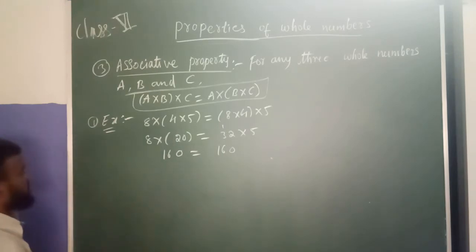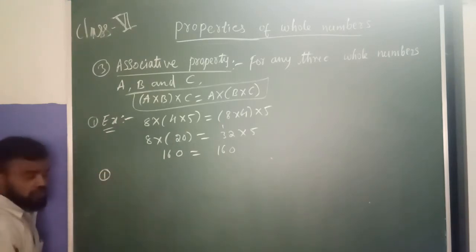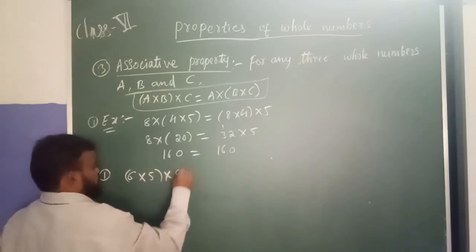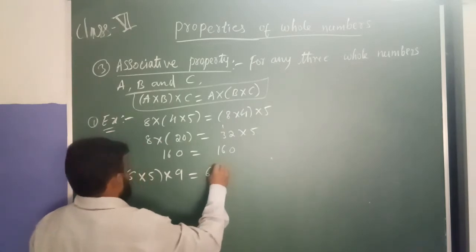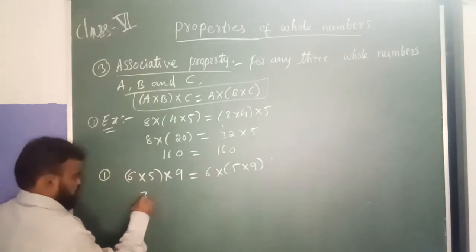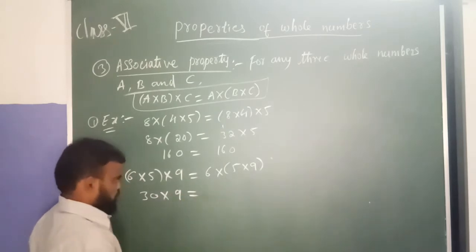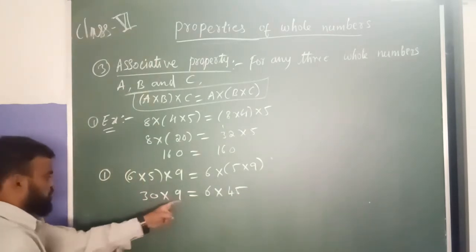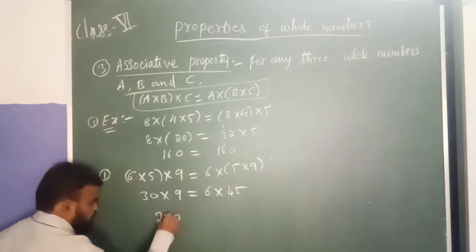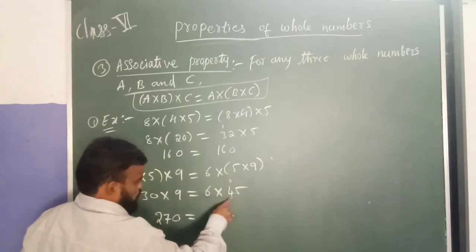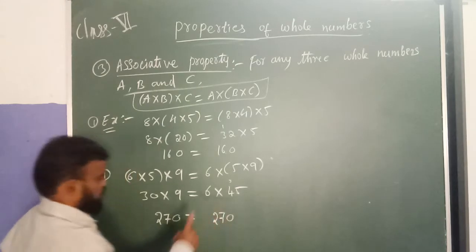Based on that, I will give some more examples. First one: 6 × 5 × 9 is equal to 6 × 5 × 9, right? 6 5s are 30, so 30 × 9. And 5 9s are 45, so 6 × 45. For 30 × 9: 9 zeros are 0, and 3 9s are 27, giving 270. For 6 × 45: 6 5s are 30, carry 3; 6 4s are 24, 24 plus 3 is 27, giving 270. Both are equal.